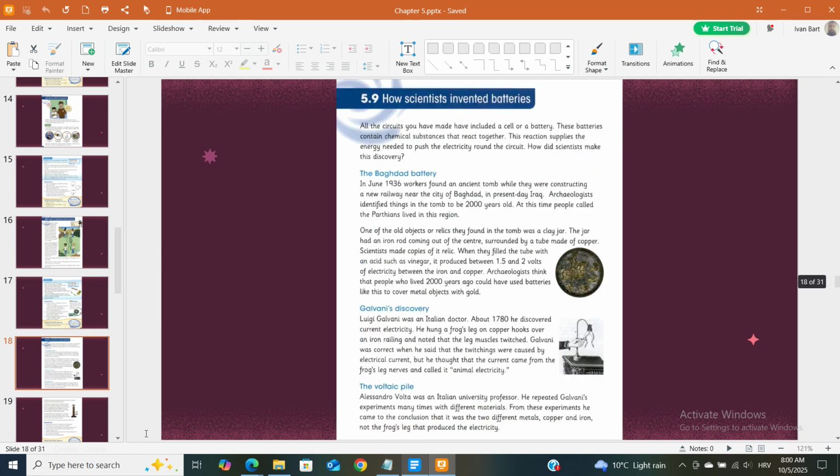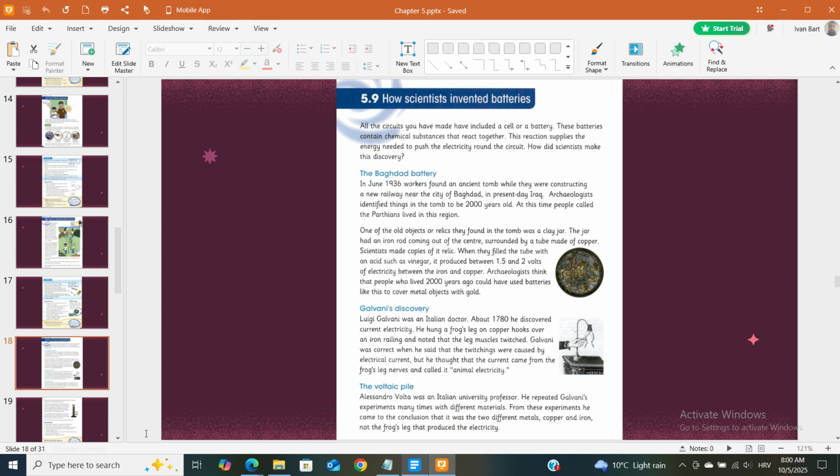5.9. How scientists invented batteries. All the circuits you have made have included a cell or a battery. These batteries contain chemical substances that react together. This reaction supplies the energy needed to push the electricity round the circuit. How did scientists make this discovery?